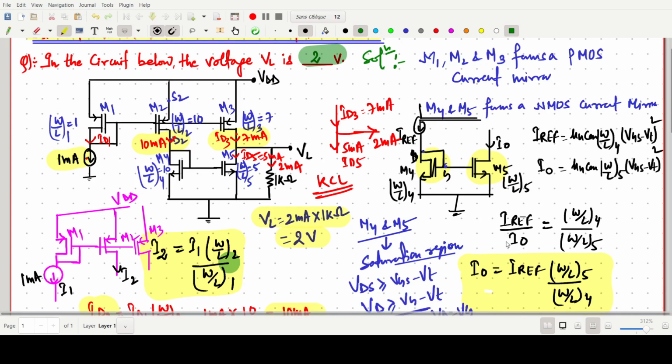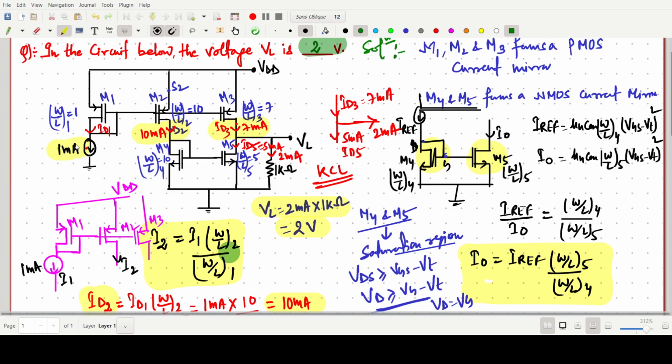By utilizing this concept, this one is ID1, 1 milliampere, so this will be just 10 milliampere. We can easily find it by using I2 equals I1 times the aspect ratio of this divided by this. It's 10, so 7. Now 10 milliampere current will flow in this one, there will be no change. Now 10 is there, so it should be 10 into 5 by 10, so it should be 5 milliampere. So it should be 7, 5. So in the load resistance, 2 milliampere will go. So the overall voltage will be 2 milliampere into 1 kilo, that is our 2 volt.